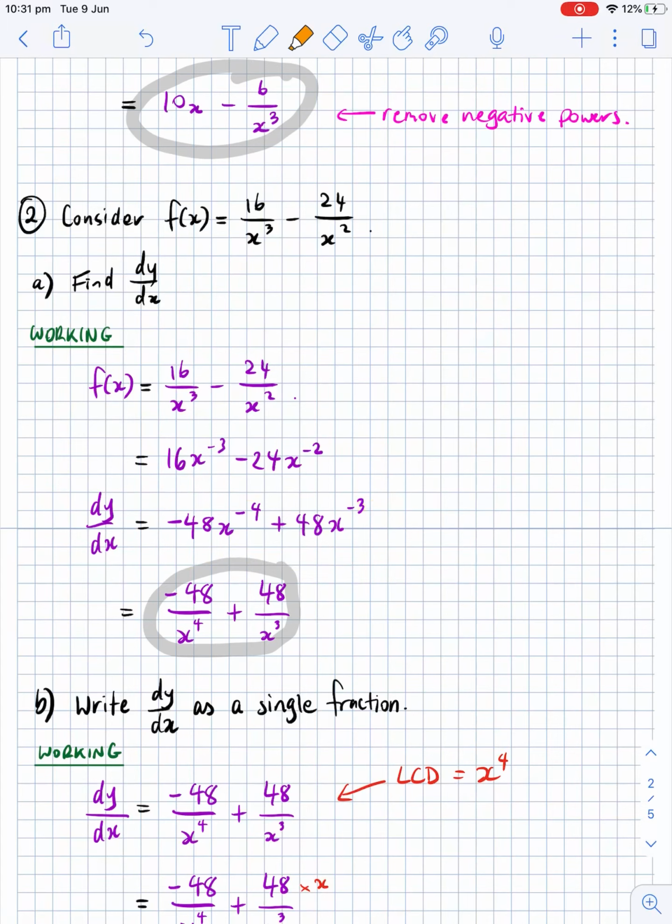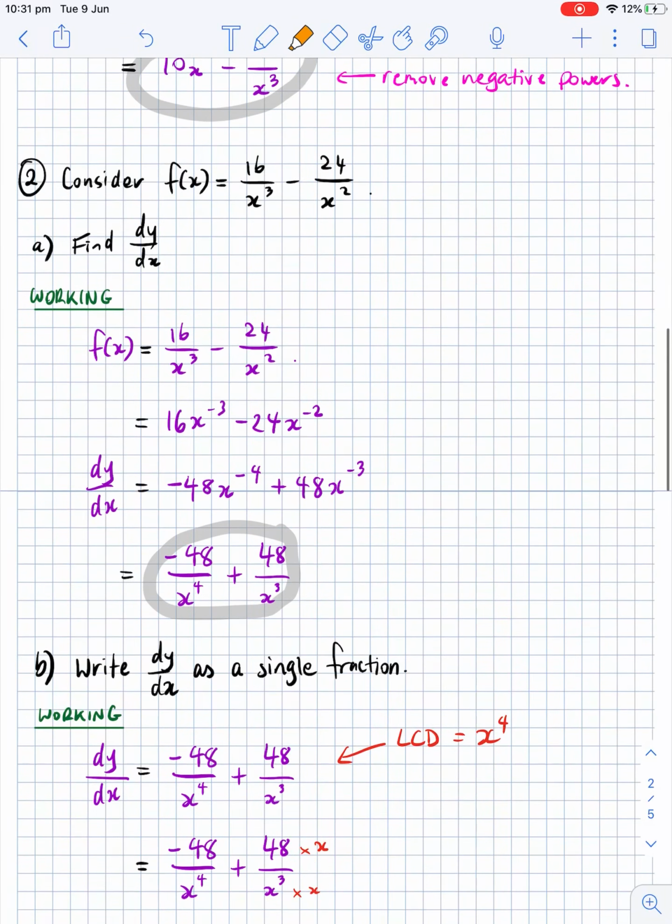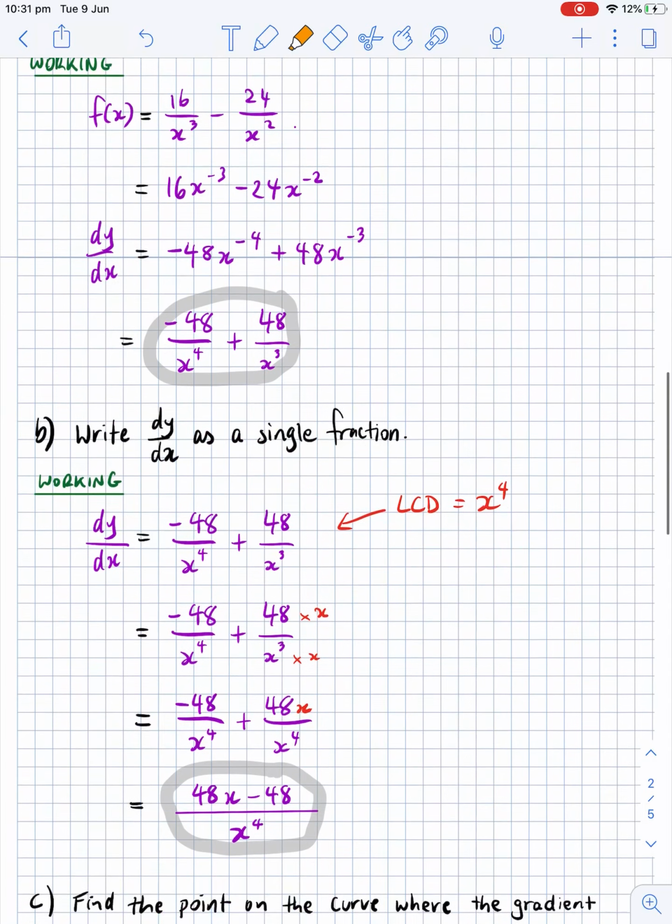Doing our usual methods, we get this, because minus 3 times the 16 gives us minus 48. And next, the minus 2 times the negative 24 gives us positive 48 there. And we want to get rid of those negative powers and put our x's on the denominator once again. So that's our derivative right there.